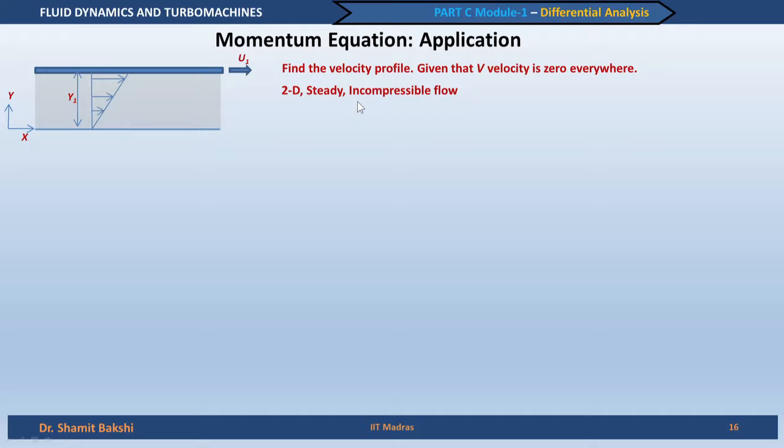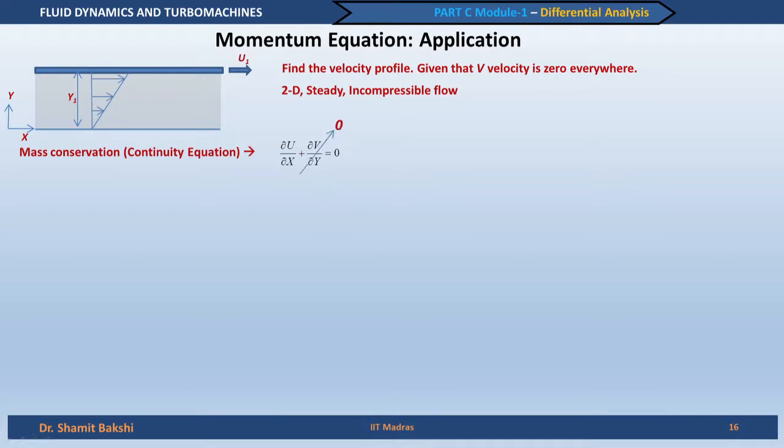So, let us see if we can start from the general form of the Navier-Stokes equation and get to a solution of this velocity profile. First thing is the mass conservation equation, or the continuity equation. For the 2D steady incompressible flow, it is of the form del u by del x plus del v by del y is equal to 0.